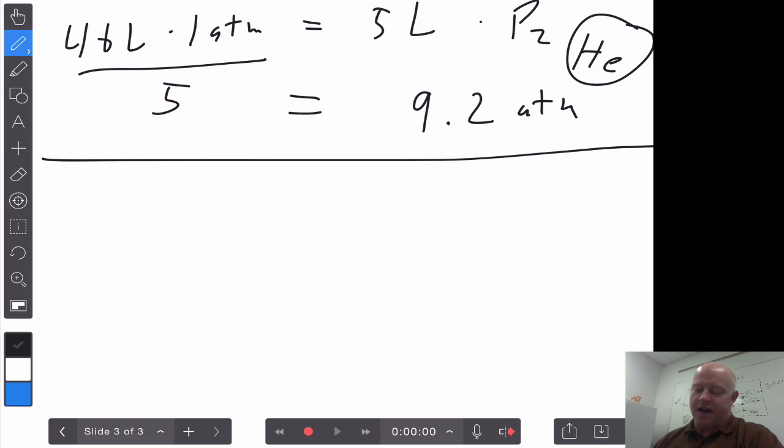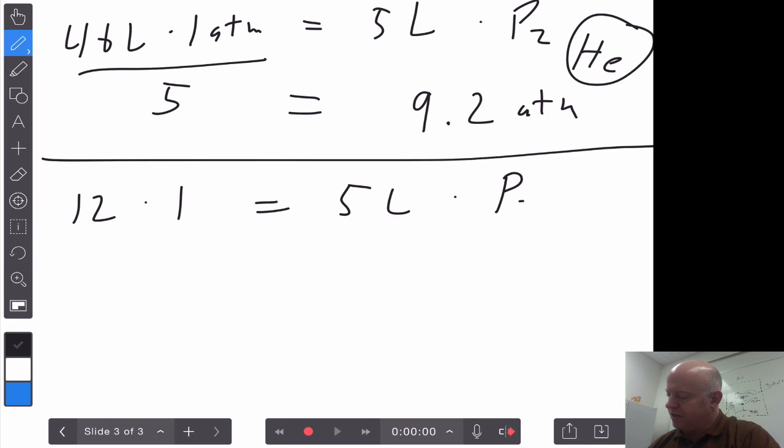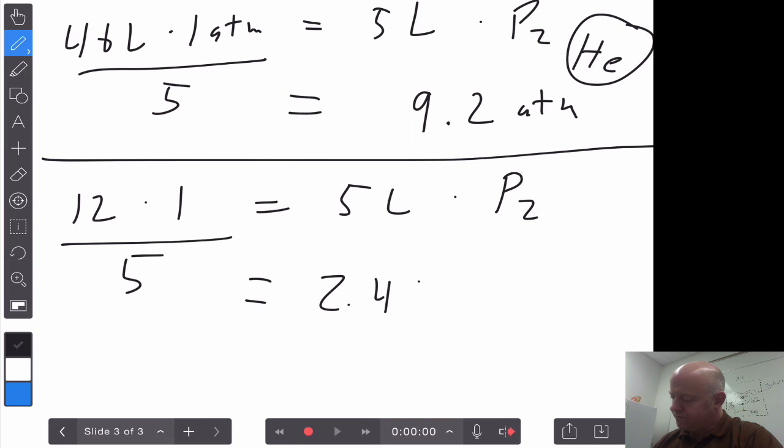Now we do the same thing for oxygen, where we had 12 liters at 1 atmosphere, and we went down to 5 liters. So what is the new pressure for the oxygen? We take 12 divided by 5, which is 2.4 atmospheres for the oxygen.